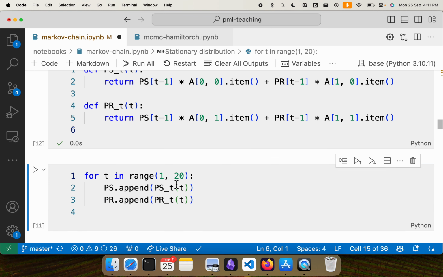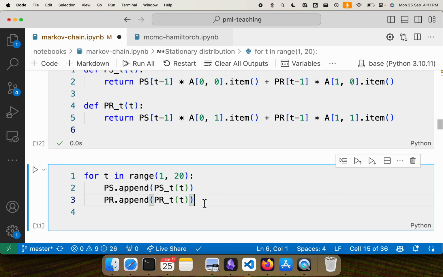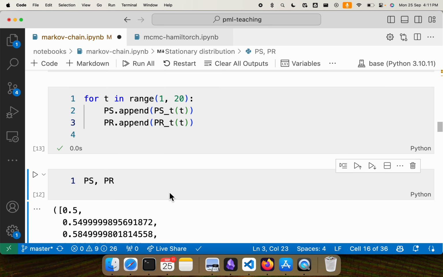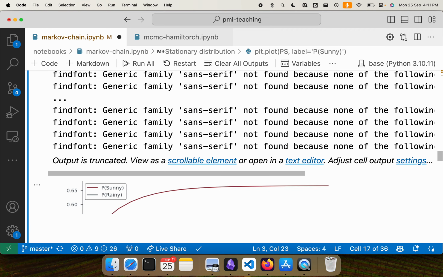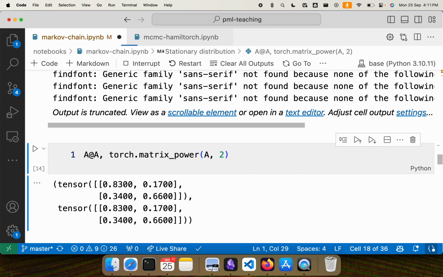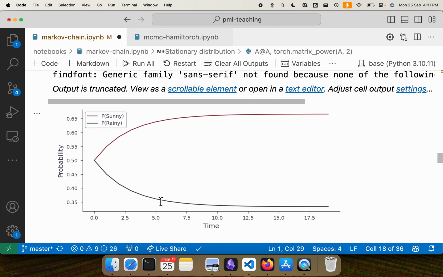For 20 different iterations, I just append this, call this function, and look at this PS and PR and plot these. Can we see that though they both started at the probability 0.5, 0.5, after a certain number of iterations, they seem to have converged to 0.67 and 0.33, right?